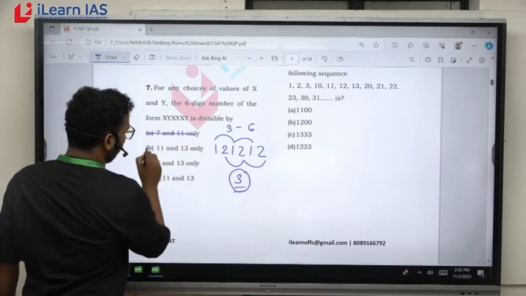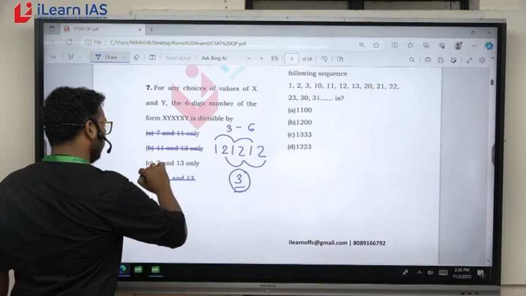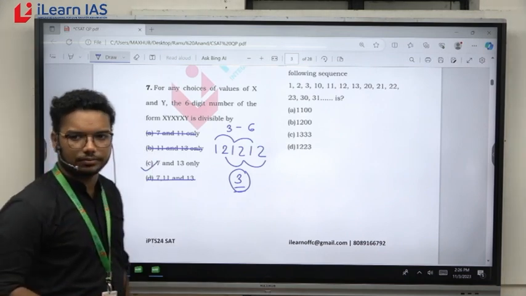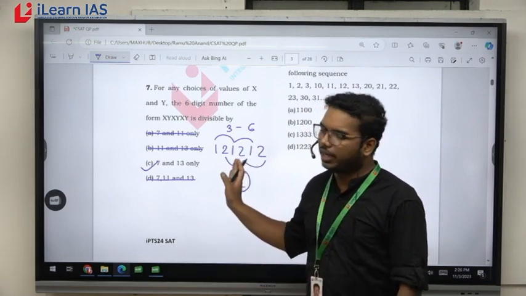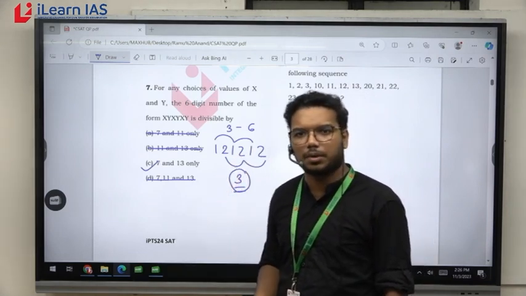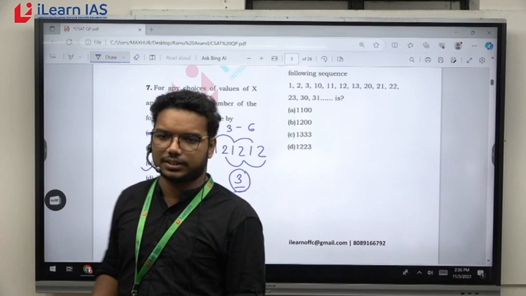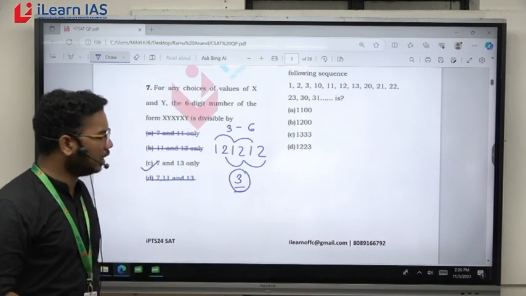So you eliminate all options with 11, you get 7 and 13. If you check this number with 7 and 13 also, it will be divisible.